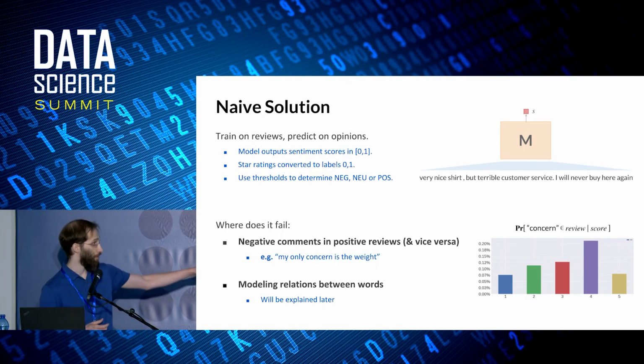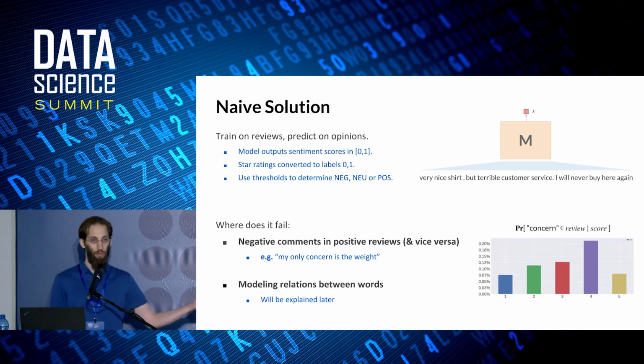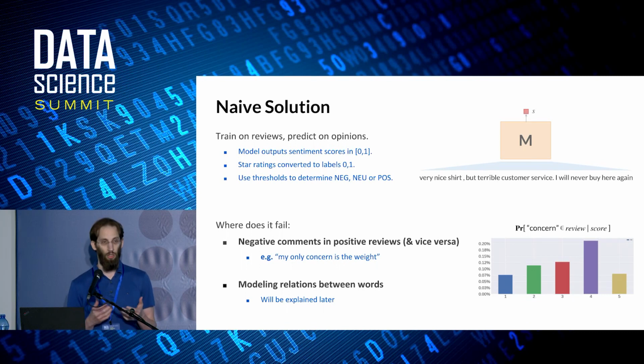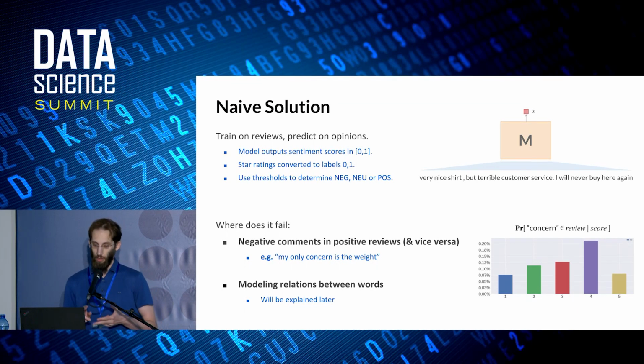So for example, take the word "concern." You see the plot on the bottom right. If you take the word concern and see what's the probability of concern to appear in each of the star classes of 1 to 5, it turns out that concern appears more in 4 or 5 star reviews than in 1 or 2 star reviews, which is a problem because if we're trying to learn something based only on the star rating, then concern might be classified as a positive word. So that's an issue. The second issue, which I'll describe later on in the talk, is modeling relation between words. This is something we noticed in the naive solution that doesn't work. I'll refer to it later in the talk.